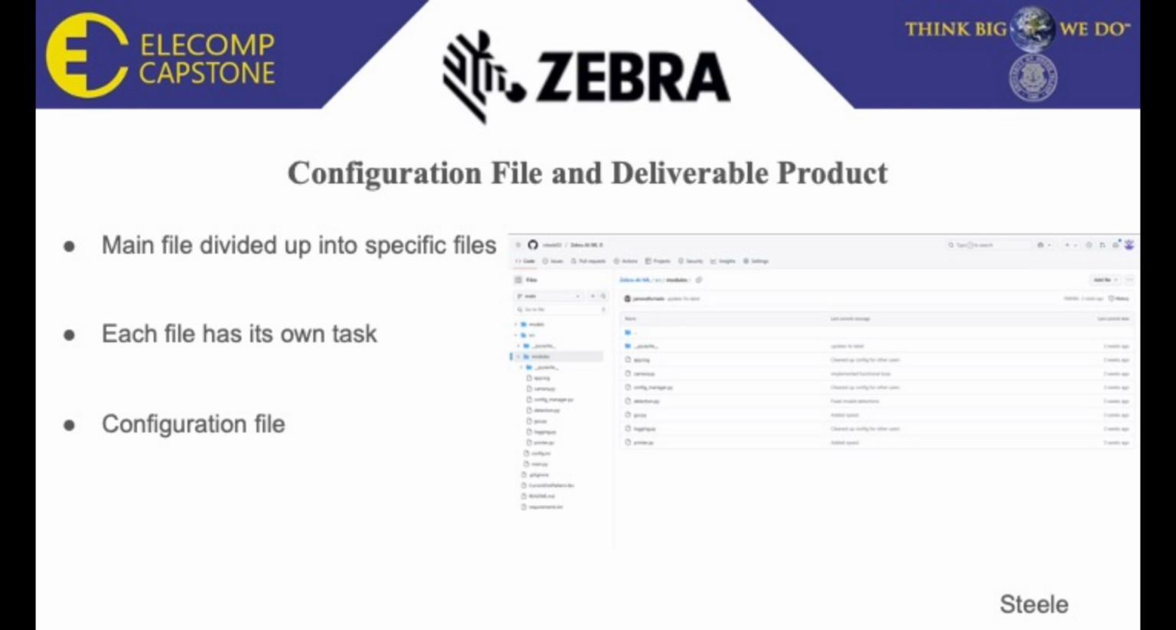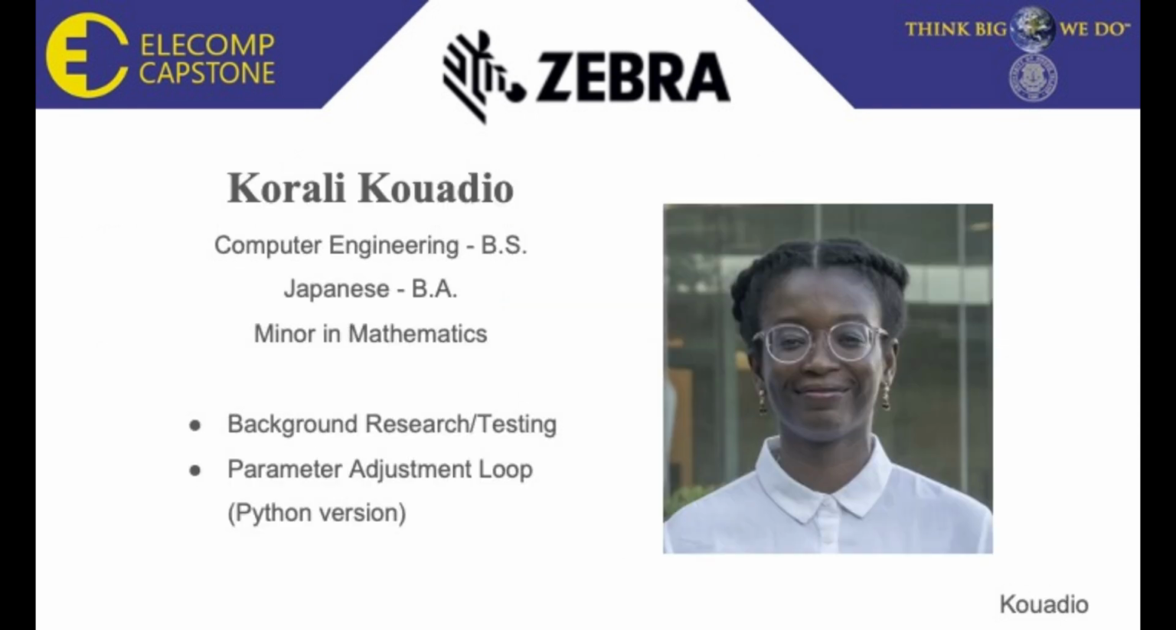Next will be Corrali. My name is Corrali Coadio. I'm a computer engineering major, also double majoring in Japanese with a minor in mathematics. I was in charge of background researching, and I also worked on the parameter adjustment loop.